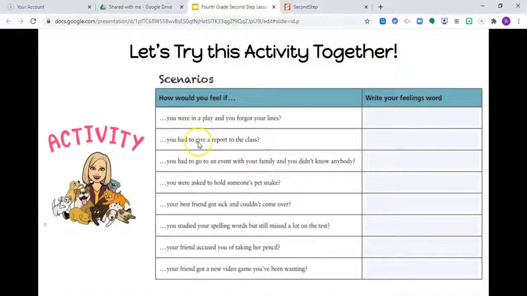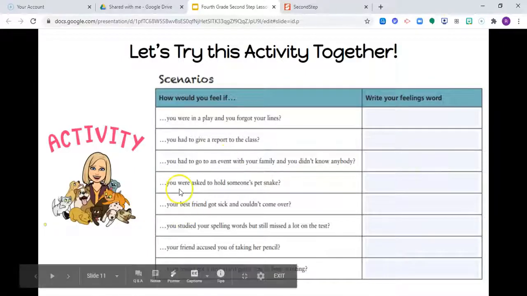How do you feel when you had to give a report in class? So maybe you're giving a presentation. How does that make you feel to stand in front of the class? You had to go to an event with your family and you didn't know anybody. Maybe you're going to a cousin's birthday or a quinceañera or a wedding, and there might be people you know, but then there's also people you don't. Maybe it's for your parents where they know people, but you don't really know people.